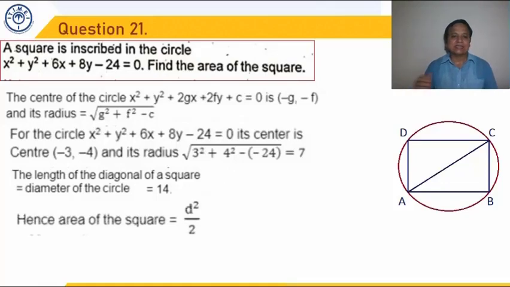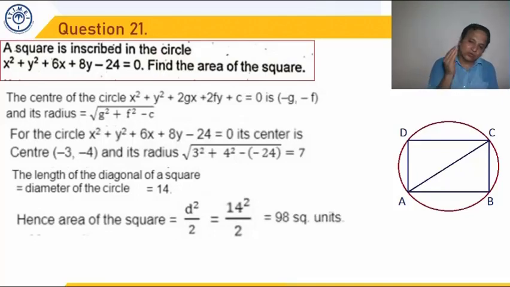Now the area of a square is diagonal square by 2. It's half d into d. The area of a square in terms of diagonals we can calculate. Diagonal is 14, so 14 square is 196, by 2. So it comes out to be 98 square units. So the area of the square is 98 square units.